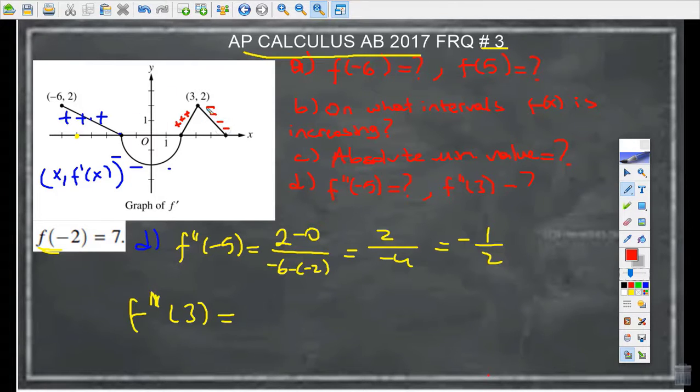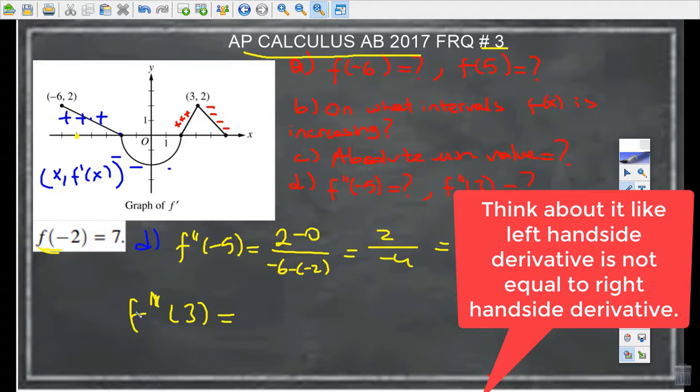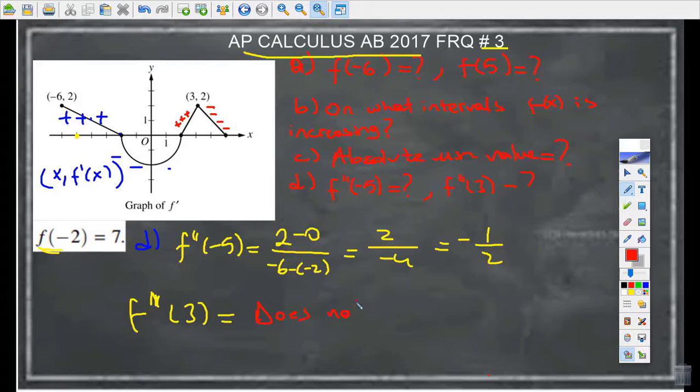So you can think about this like the left hand side slope and the right hand side slope, and they're not equal to each other. Since they're not equal to each other, that means the slope, the derivative does not exist. So basically, f double prime 3 does not exist.